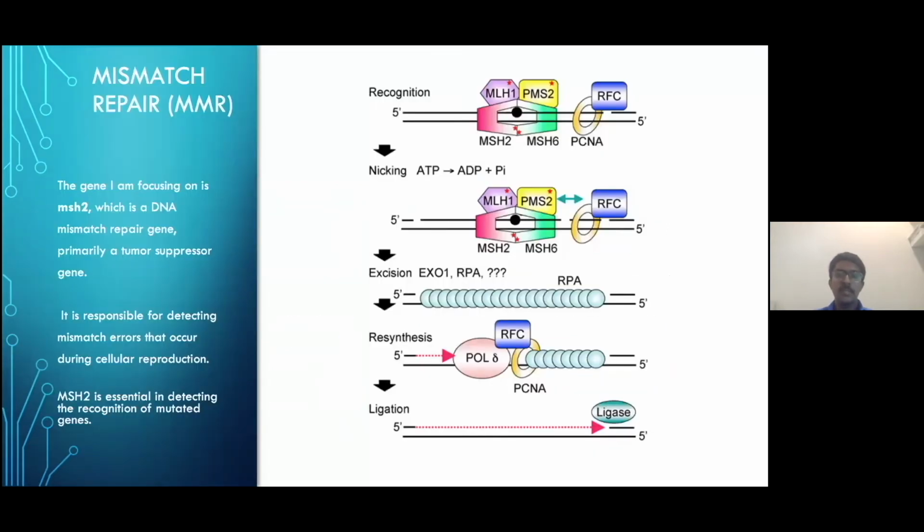The gene I am focusing on for this project is MSH2. MSH2 is a tumor suppressor gene involved primarily in DNA repair. The diagram shows the MMR pathway, which is a DNA mismatch repair pathway. It is mostly used to repair base-base mismatches and insertion deletion errors.